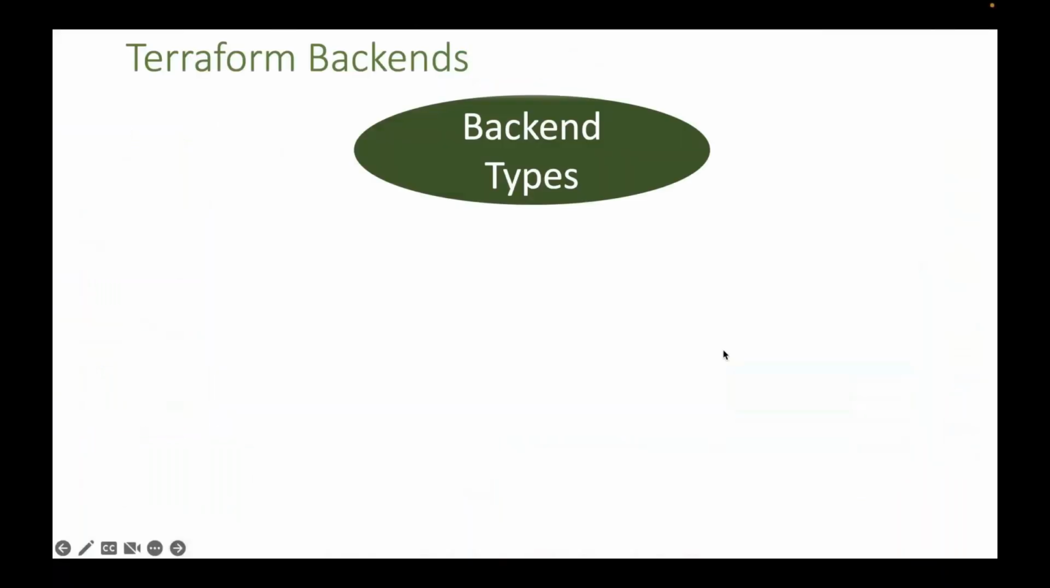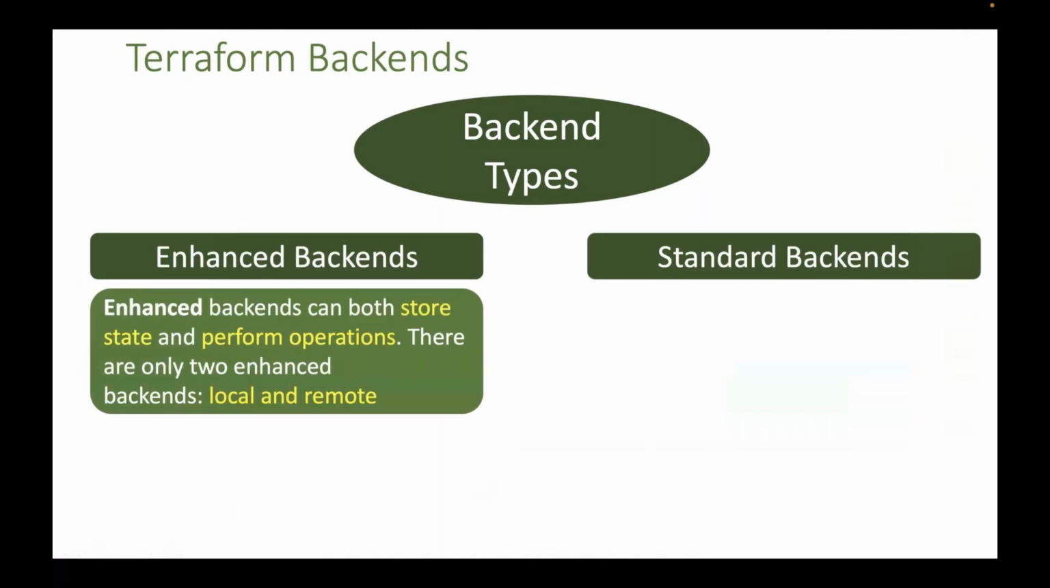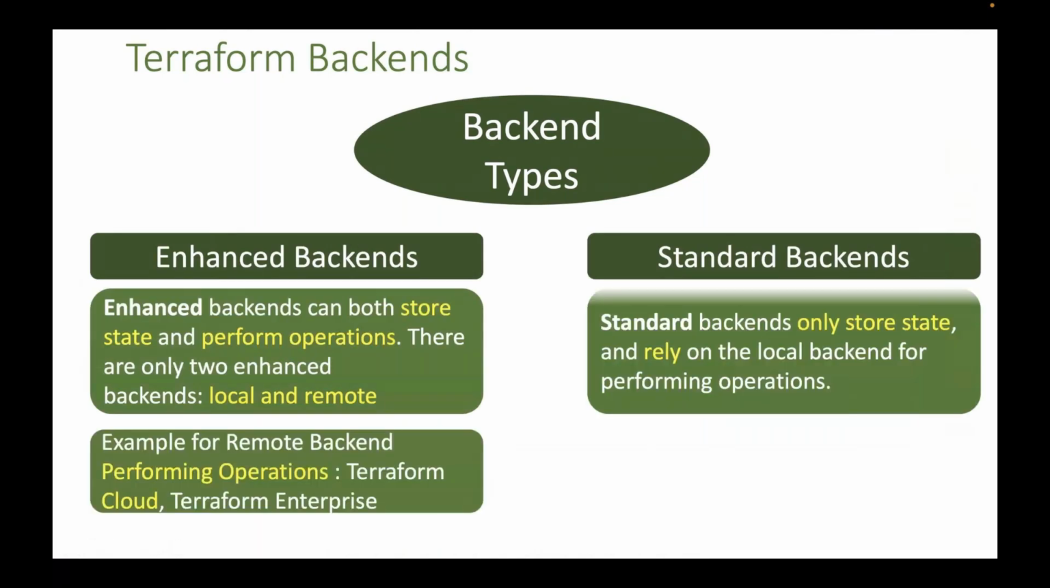The backend means where the state file is stored. That is called the backend. We have two kinds of backend: the enhanced backend and the standard backend. What is an enhanced backend? It is where the state file and your TF file are both in the same place. We have two enhanced backends: one is local and the other is remote.